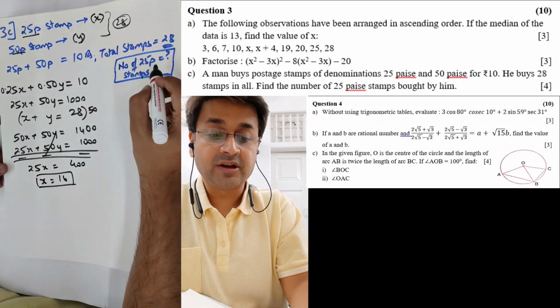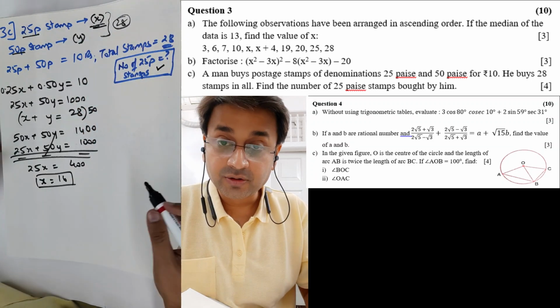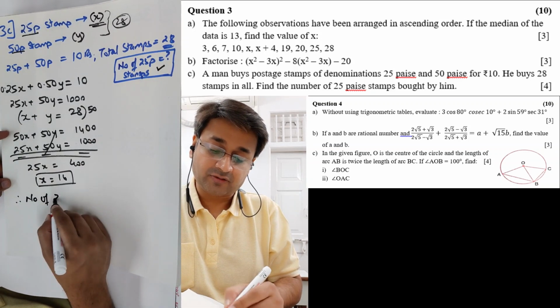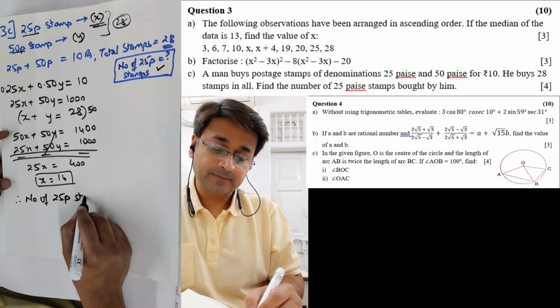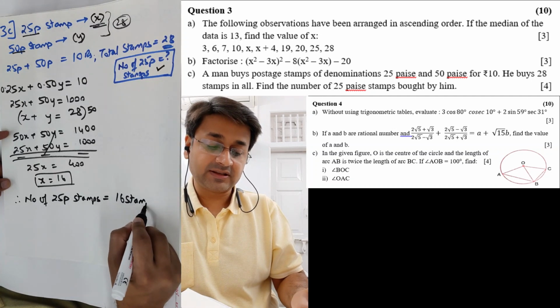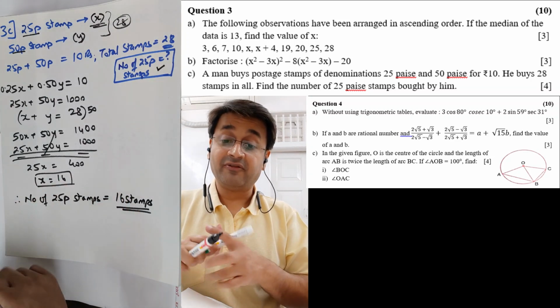They have asked me the number of 25 paise stamps, so 25 is x. I don't need to find y at all, so let's not waste our time and directly say therefore number of 25 paise stamps is equal to 16 stamps. That's it. You don't need to do anything else. Got it? So you don't need to find y either.